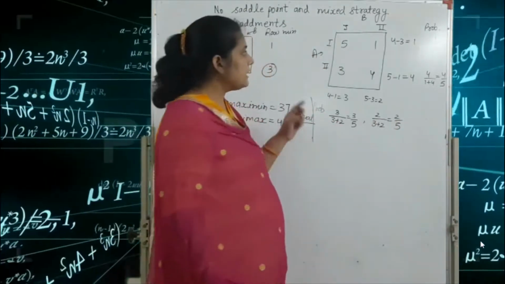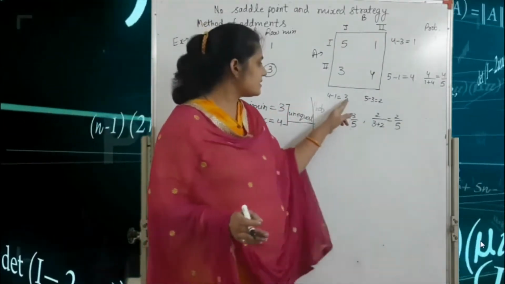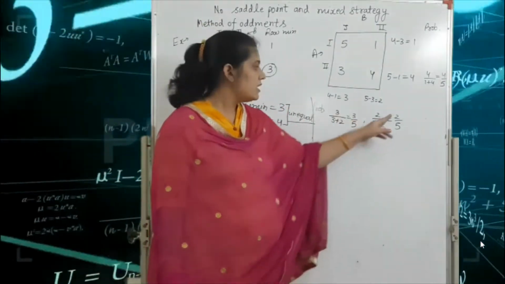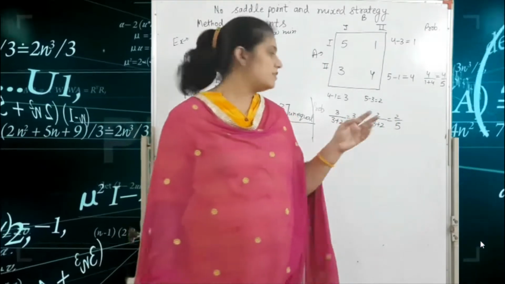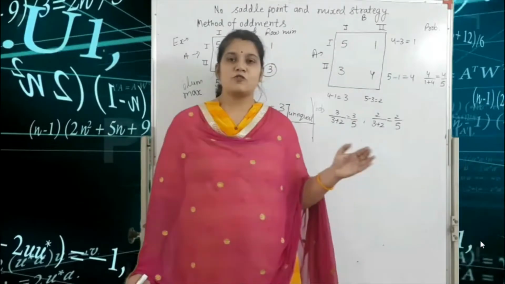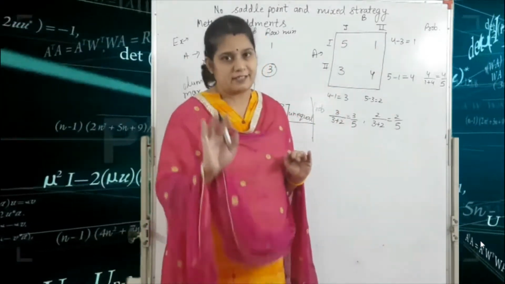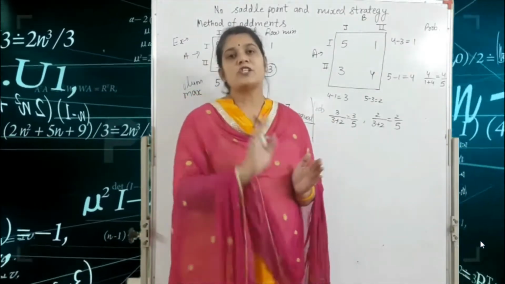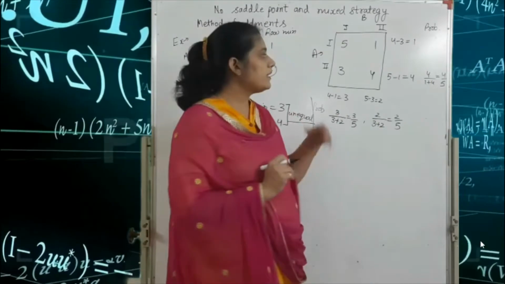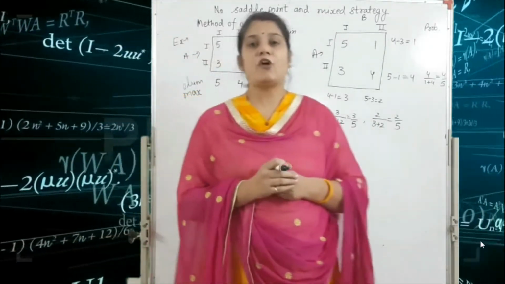So player B also chooses both strategies. For the first strategy the probability is 3 by 5 and for the second strategy the probability is 2 by 5. If we sum both the probabilities, we get the total value 1, that means our solution is correct. Okay, that is the probability. According to the probability, our solution is in the correct form. Next, we find the value of the game.